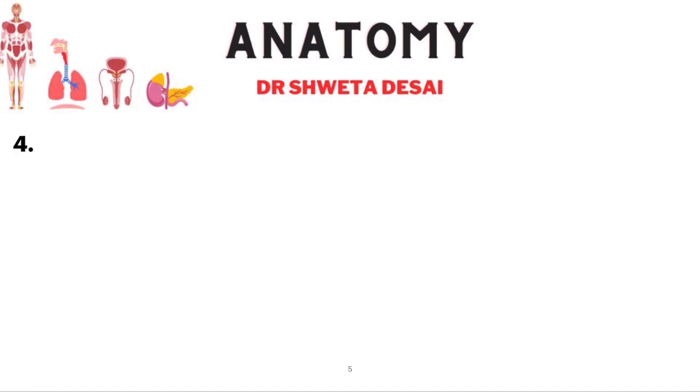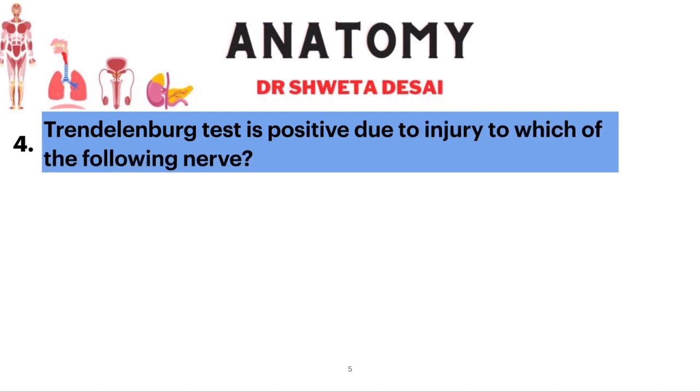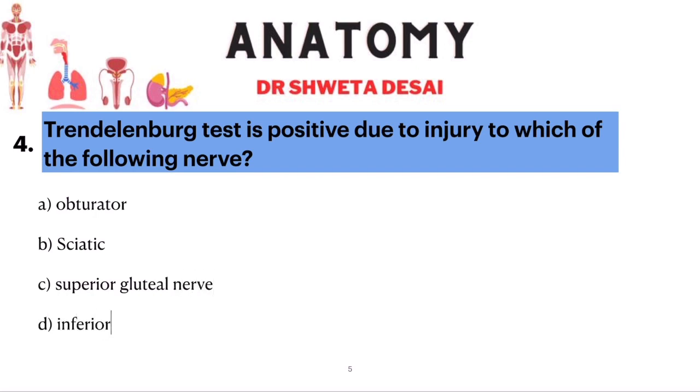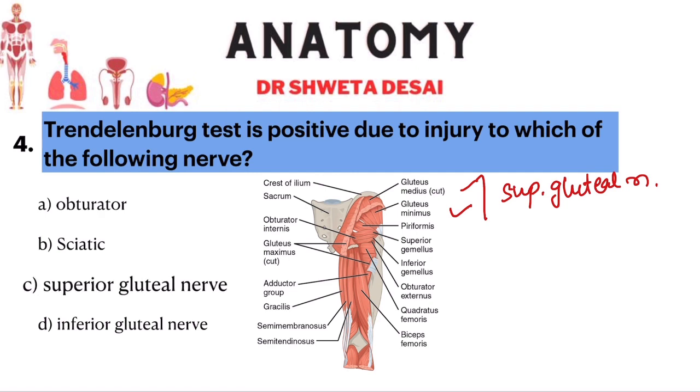Third nerve. Question number 4. Trendelenburg test is positive due to injury to which of the following nerve? Options are A. Obturator nerve, B. Sciatic nerve, C. Superior gluteal nerve, and D. Inferior gluteal nerve. So here in this diagram you can see these are the gluteus medius and gluteus minimus muscles and these muscles are supplied by superior gluteal nerve. So on paralysis of these muscles the Trendelenburg test is positive. So here the correct answer is C.